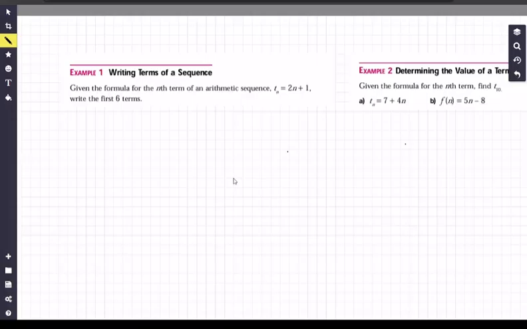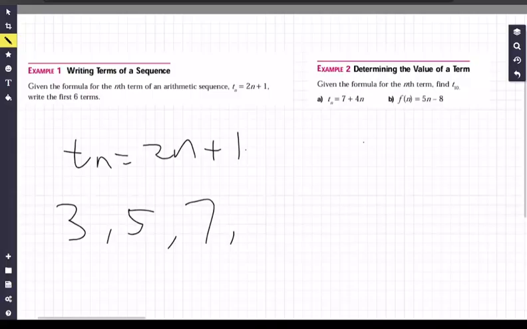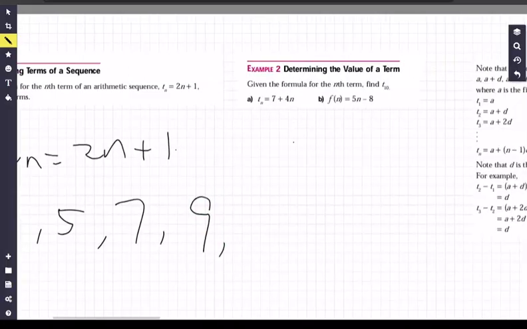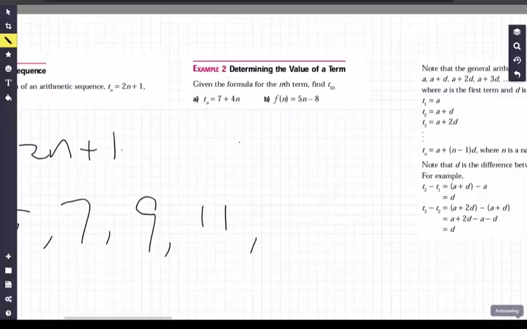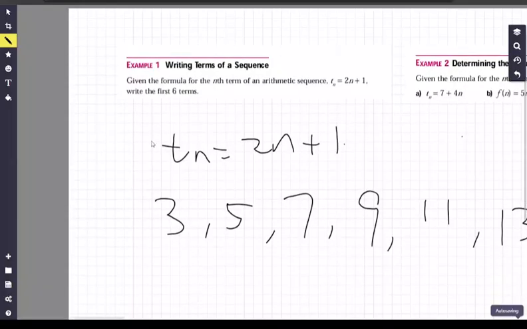Let's get started and remind ourselves what we did last class. Let's use this formula and write the first 6 terms. Tn is equal to 2n plus 1. For n equals 1, that gives us 3. For 2, that gives us 5. For 3, 7. For 4, 9. For 5, 11. And we have one more term: for 6, it gives us 13. You can see it adds 2 every single time. Just keep that in mind because we're going to learn about this later.